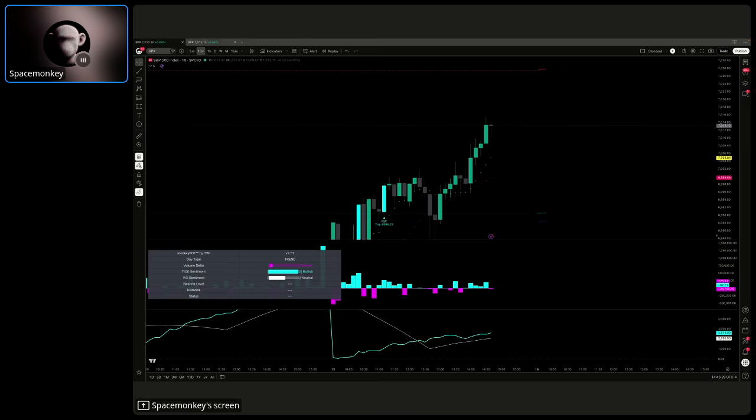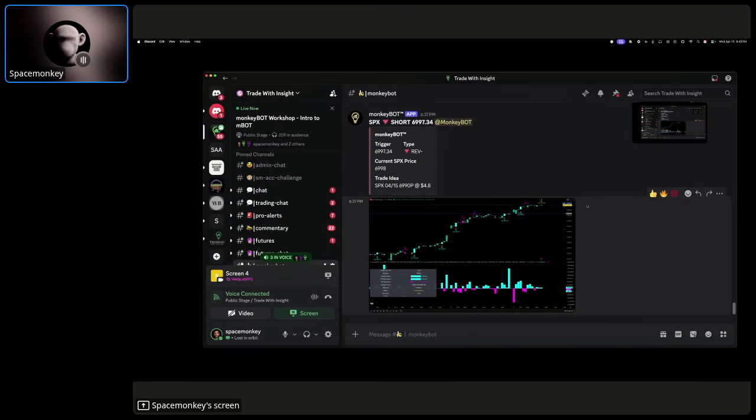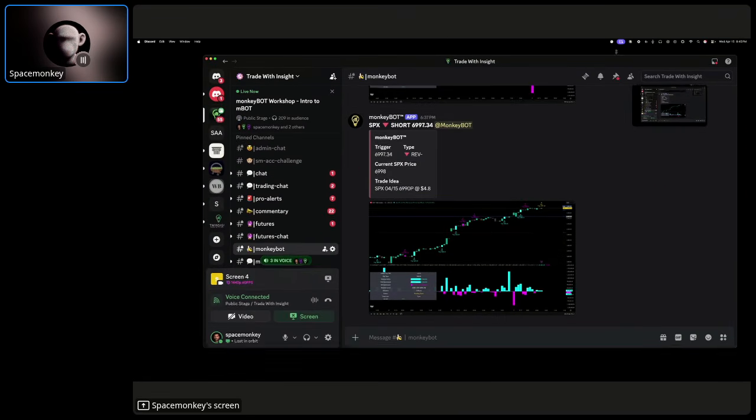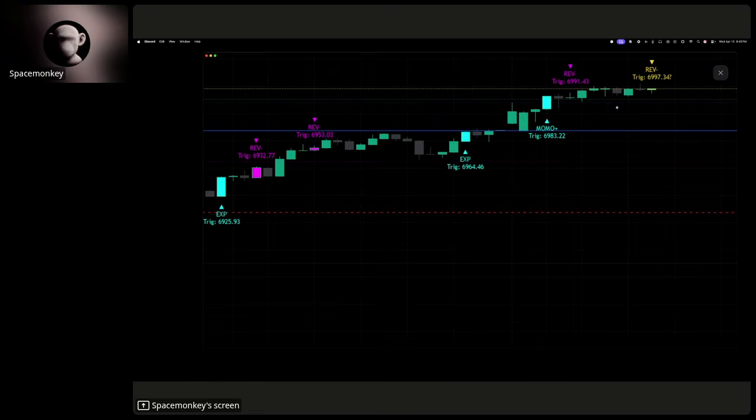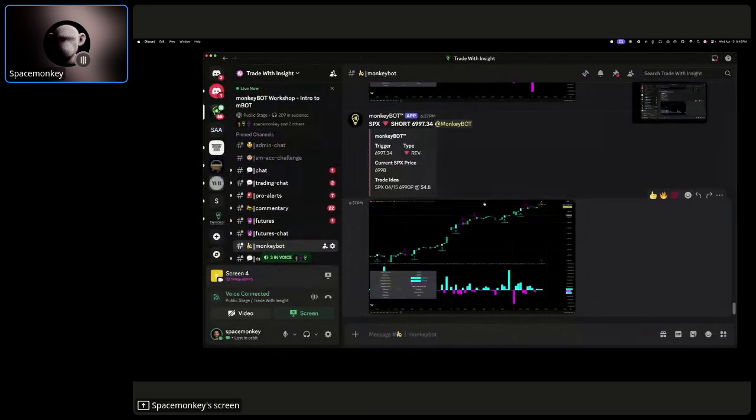If you don't use the TradingView indicator, the way to be exposed to monkeyBOT is through the Discord, which will show you these signals. It will give you a snapshot of the picture that you can view. It's not as live, not as fluid or instant, and there are some parameters that decide the signal, yes or no, up or down. But that is a really good way of getting exposure to this.